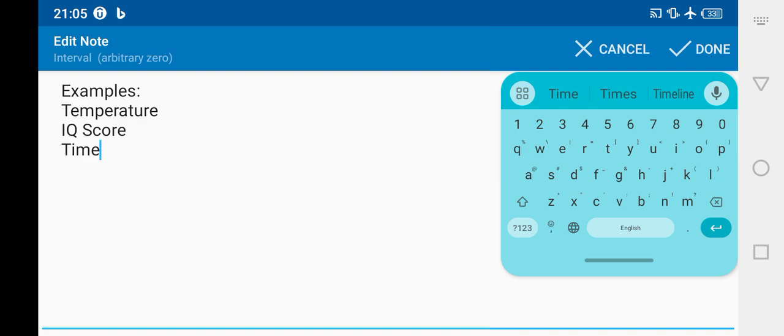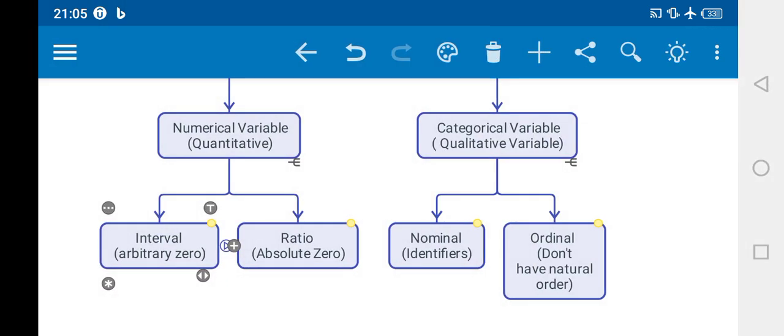Here is another example, which is the IQ score. If a person gets a zero IQ score, it doesn't mean they don't have any kind of intelligence. It means they have intelligence, but the marks he or she obtained from the test are zero. So zero is also used as a reference point. All those variables in which the zero is arbitrary, arbitrary meaning temporary, used for a reference point, all these variables are called interval variables.